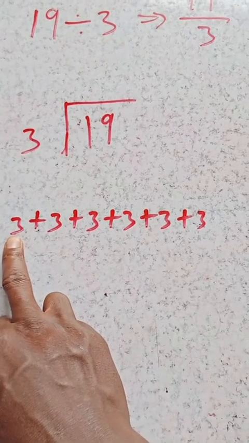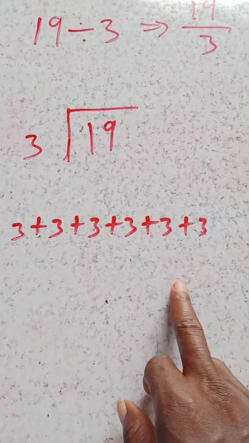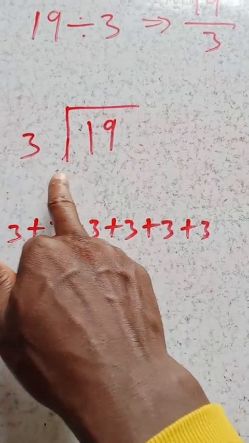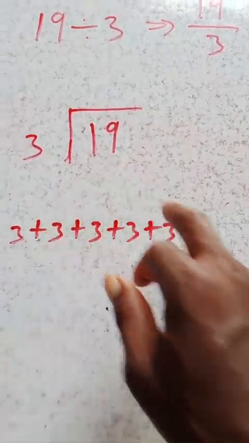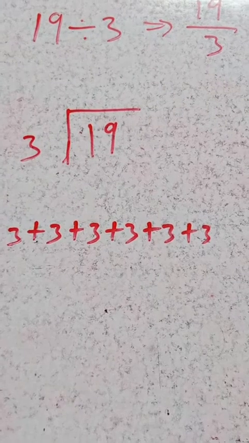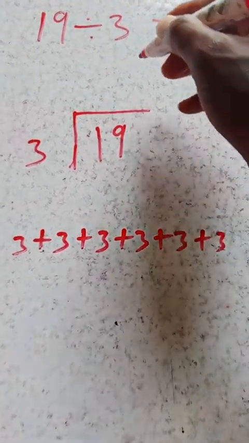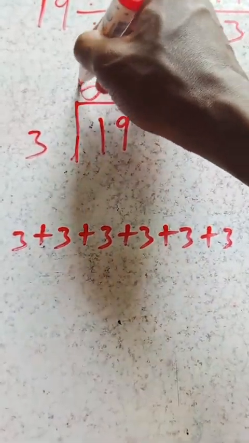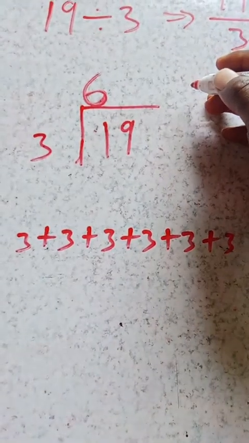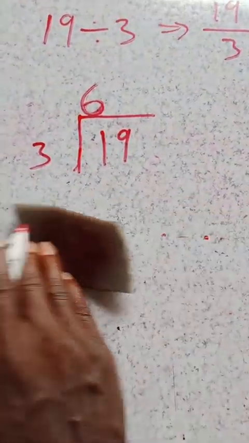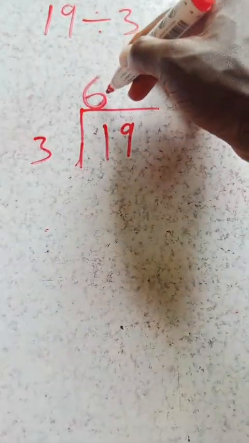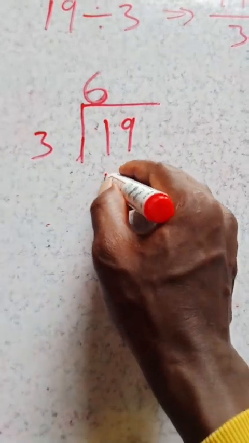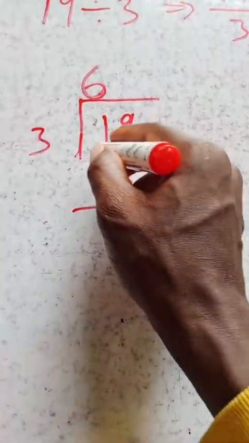Okay, since it's giving you 18, it means that 3 can go into 19 how many times? 6 times. That means that 3 will go into 19 6 times. So you write 6 here. And then immediately, I told you that you have to multiply this 6 by 3. So 6 times 3 is 18. So you write down 18 here, and then you minus.